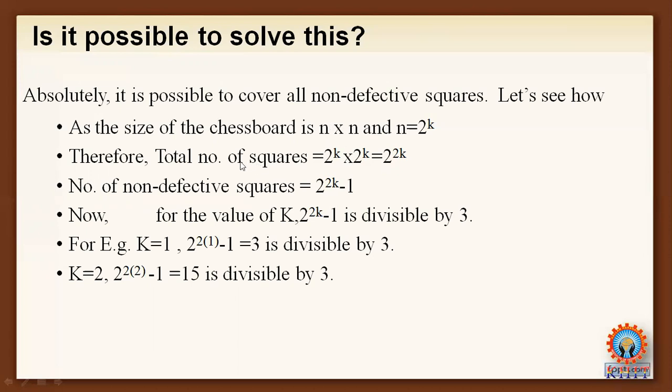Among the total number of squares, one square should be the defective square, and we need to subtract that defective square from the total number of generated squares. The total number of generated squares is 2 power 2k, and we subtract one square, which is the defective square.